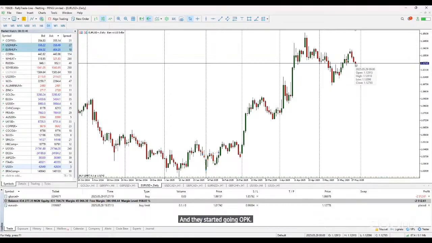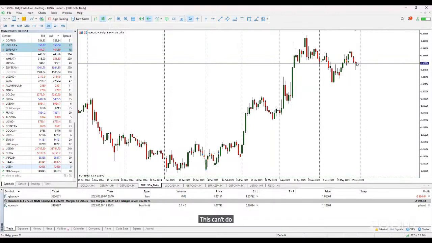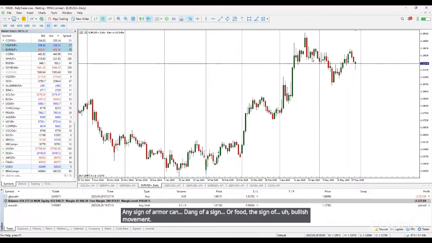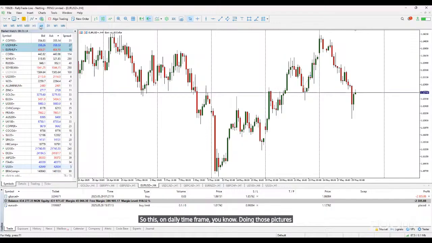So if the market should get to this point, as it's going like this, and at the end of the day this candle gets to stop like this, or maybe later it shows us a sign of a hammer candle, then there's a sign of what? The sign of a bullish movement. So this is on the daily time frame, and we don't just pick a trade on the daily time frame. Let's go to the 4 hours time frame.